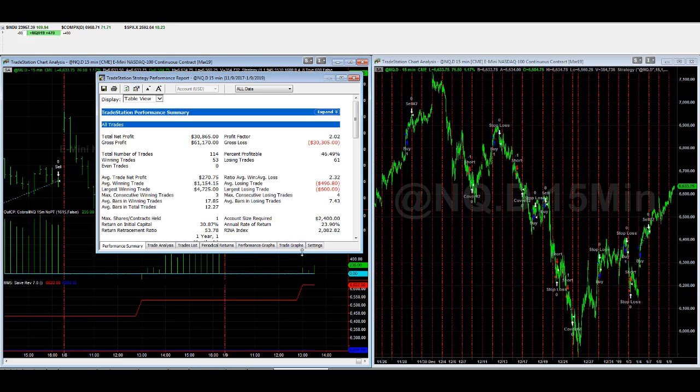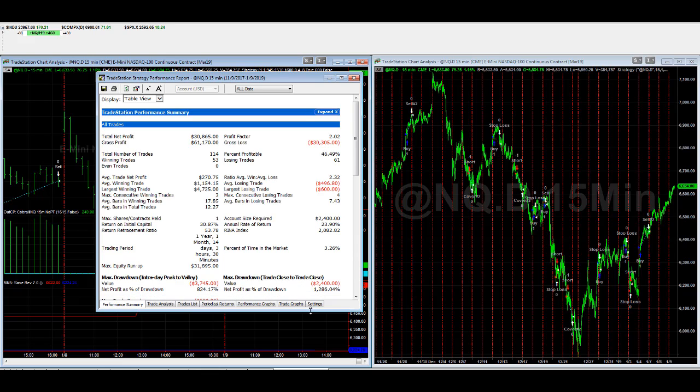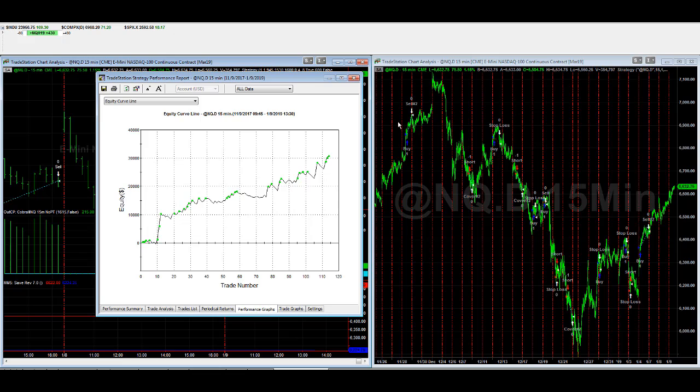1 contract, no slippage or commission taken out, going back 14 months: 38.65, worst case drawdown 2400, 270 average trade, profit factor of 2. Really good results. And here's the equity curve.